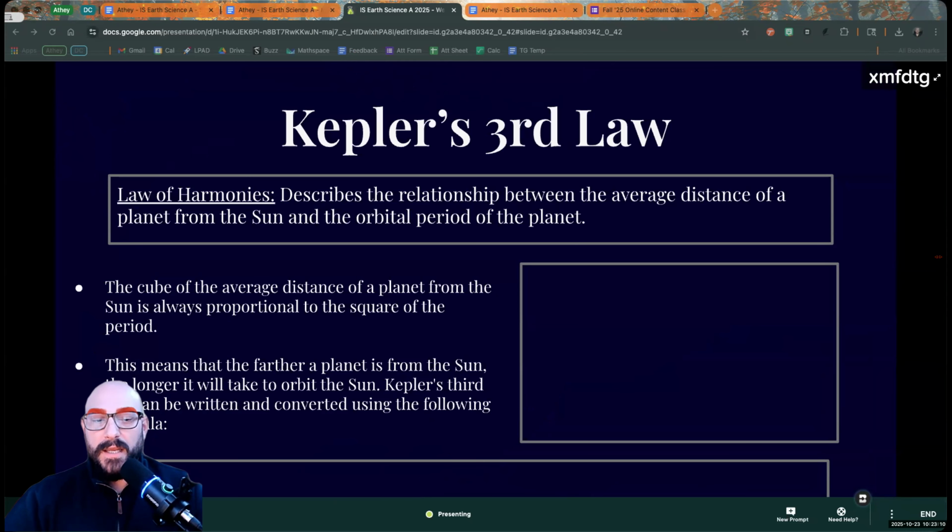Okay. We call it the law of harmonics. So you can actually calculate exactly how long a planet's year is going to be if you know how far it is from the sun. As you can see, Pear Deck is starting to struggle. So it comes down to the cube of the average distance of a planet from the sun is proportional to the square of the period. So the period would be how long it takes to orbit.